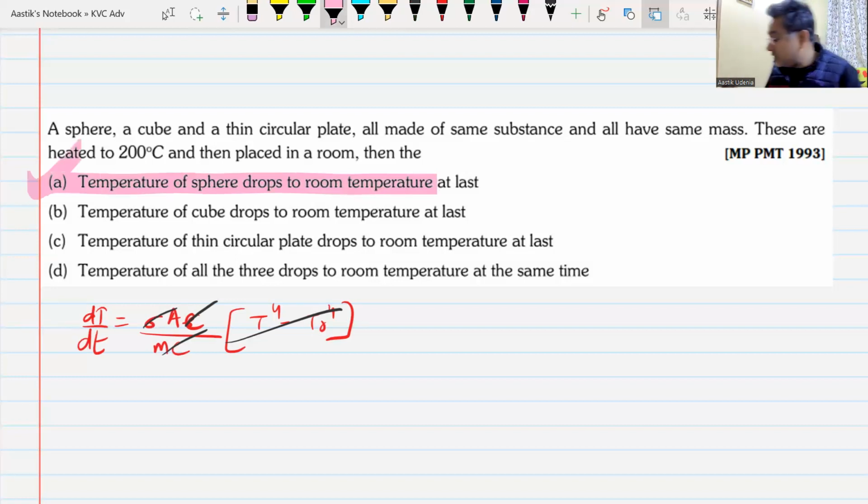The rate of loss of heat for the sphere would be minimum. Do we understand this? Yes or no? Understood, sir. I'll give you 1 minute to note it down.